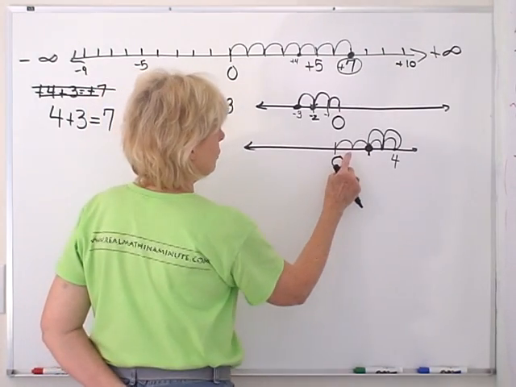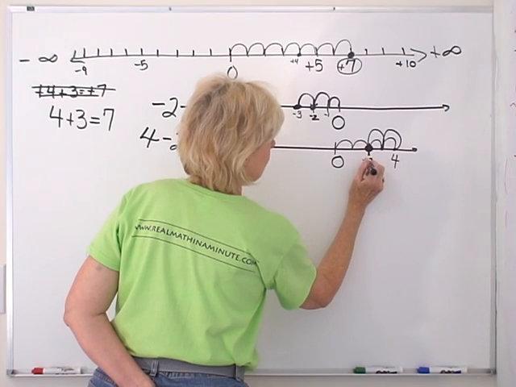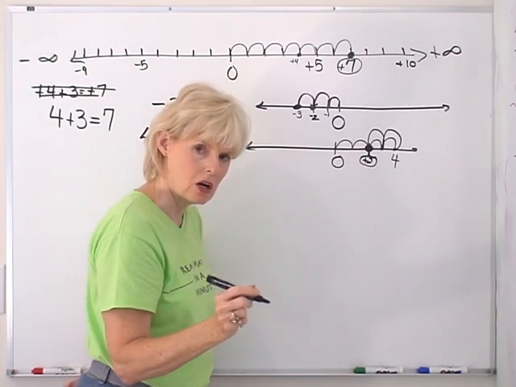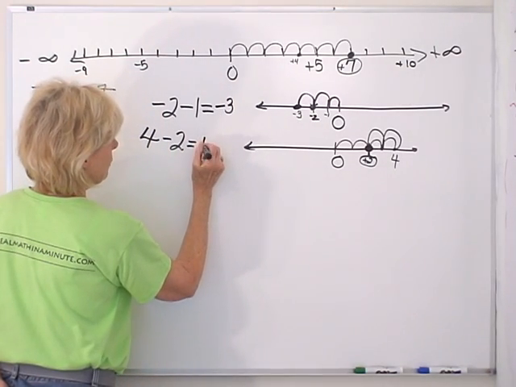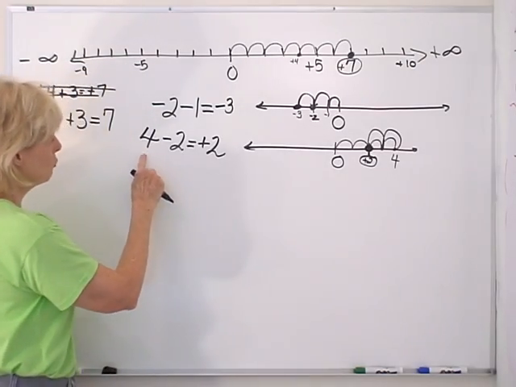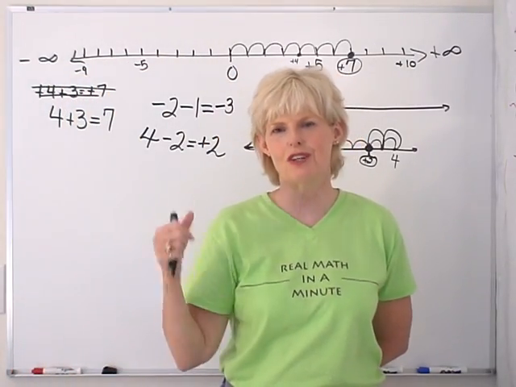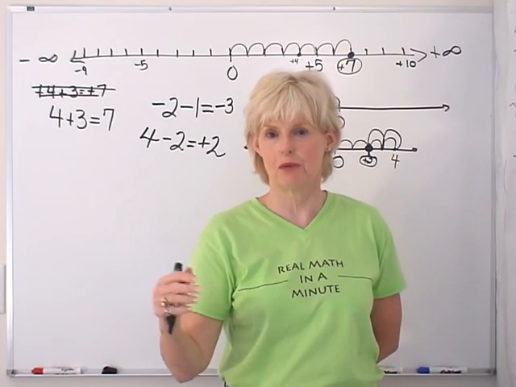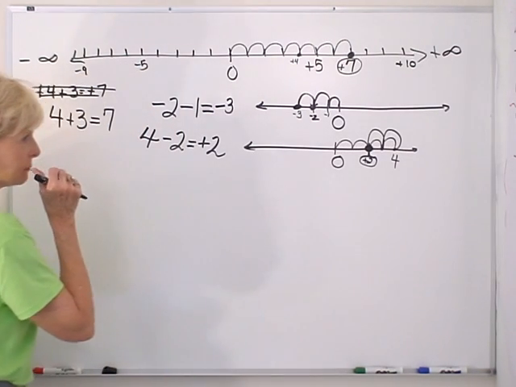Well, we got to count. 1, positive 1, positive 2. So our solution, our sum, is positive 2. Our answer, positive 2. Is it the same as 4 minus 2? Absolutely. But there's your understanding on the number line. Positive direction, negative direction. Let's do another one.